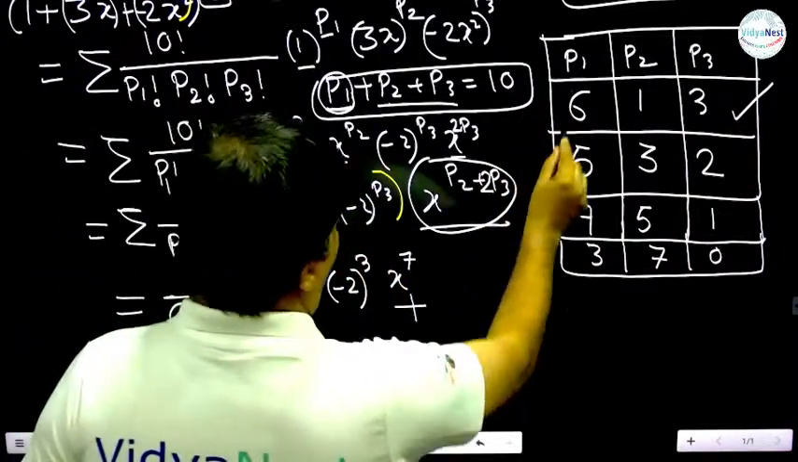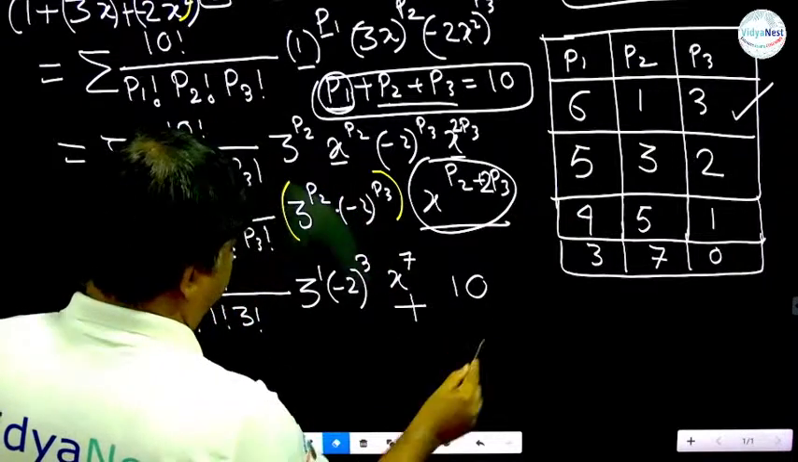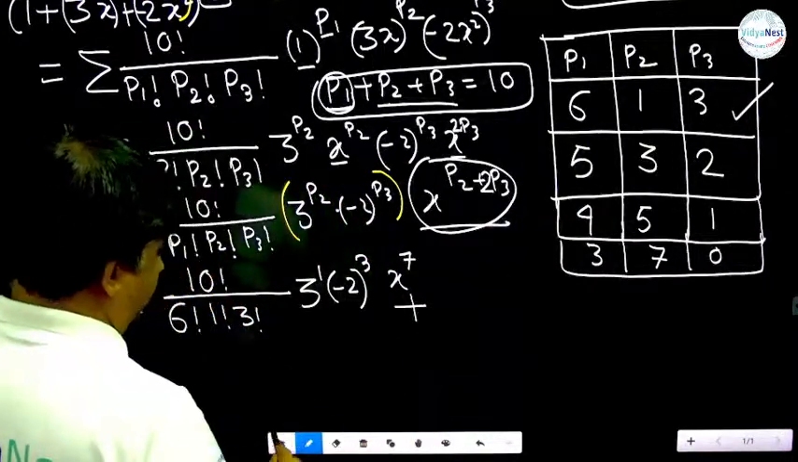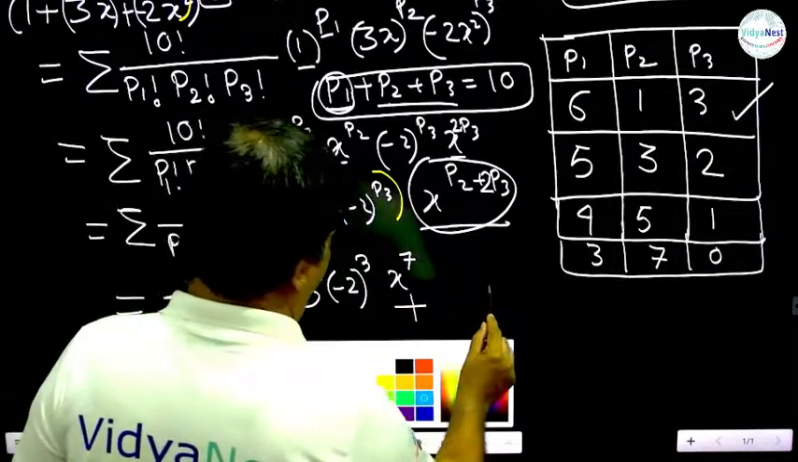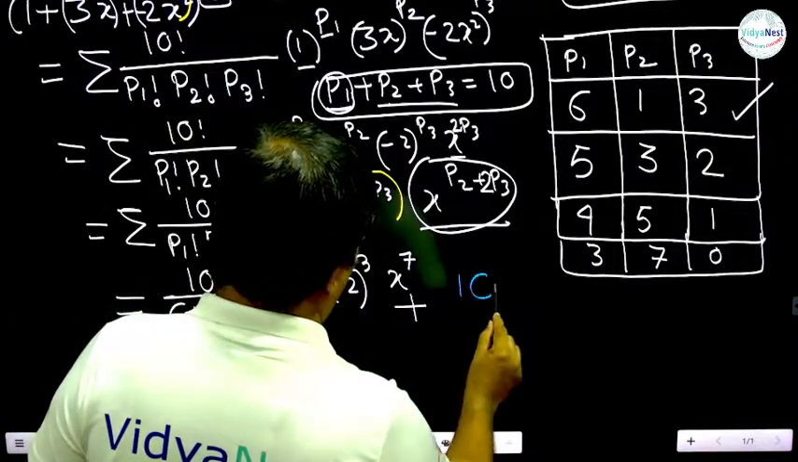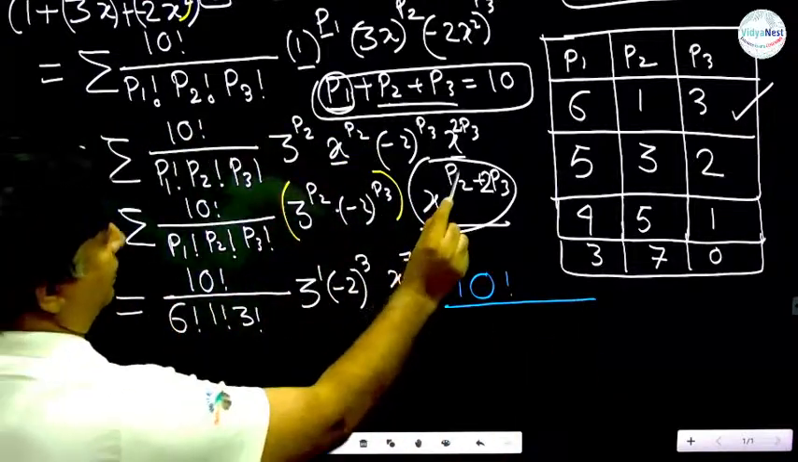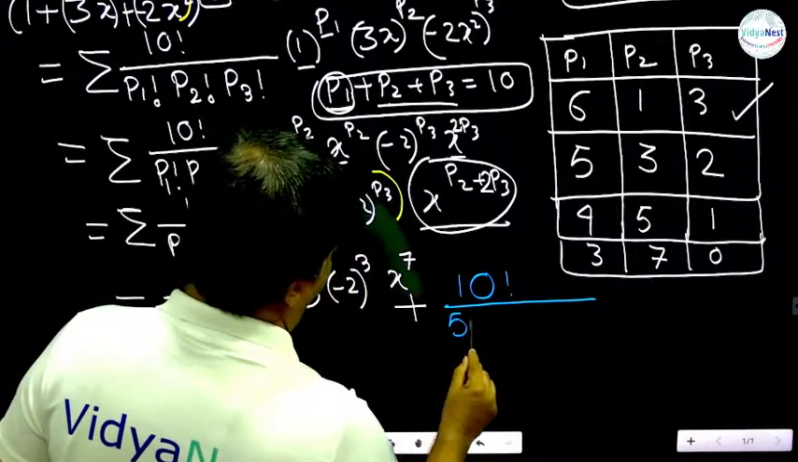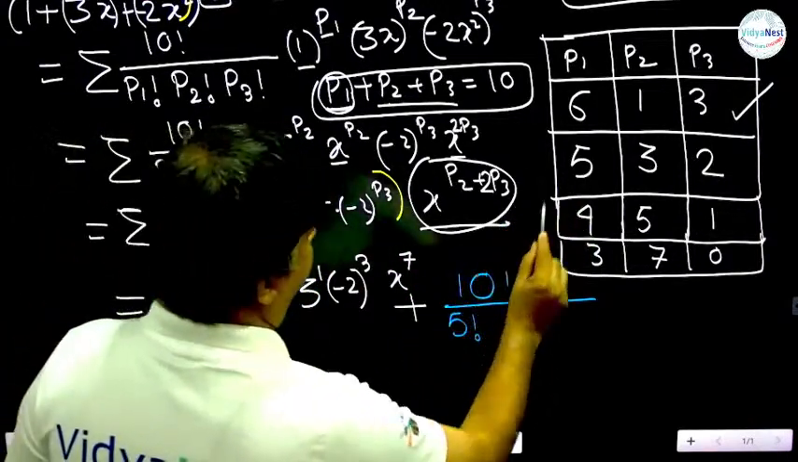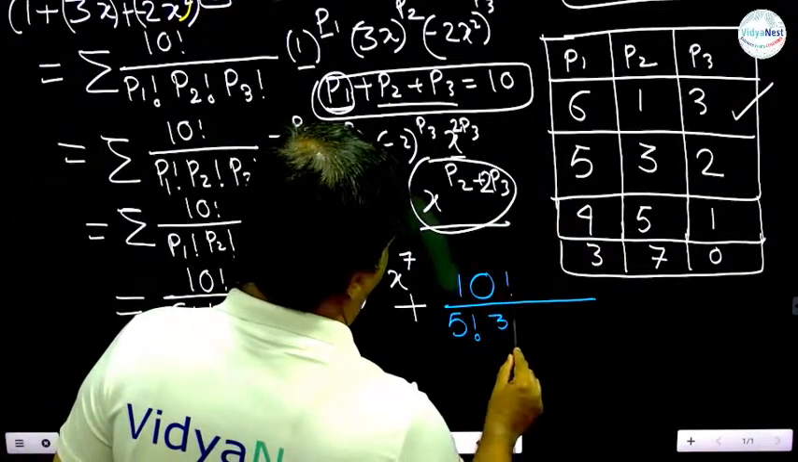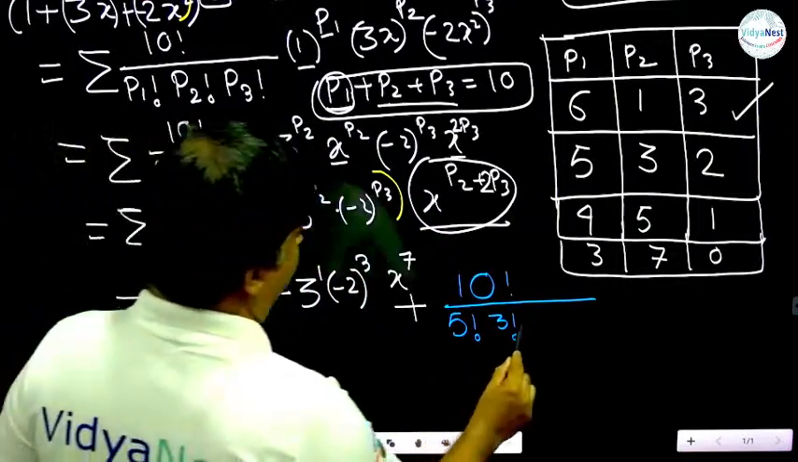Now P1 is factorial 5. I am using a different color to distinguish. Factorial 10 by P1 is factorial 5, P2 is factorial 3, and P3 is factorial 2.